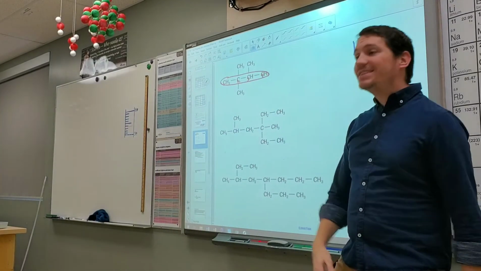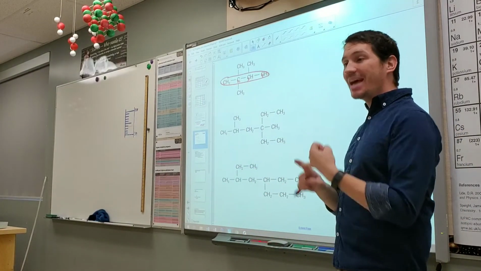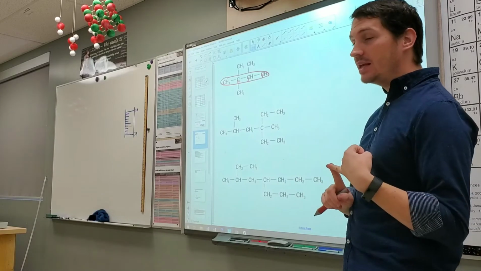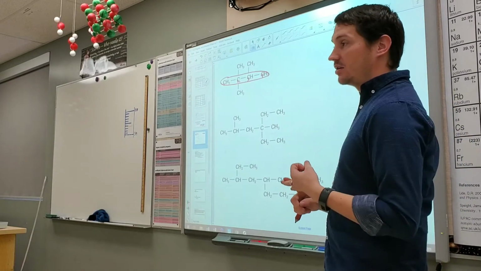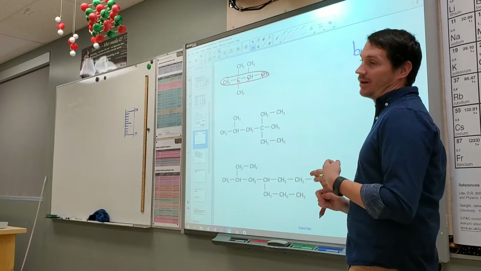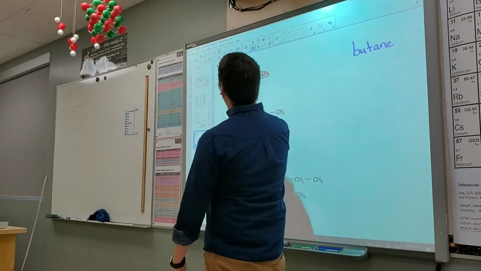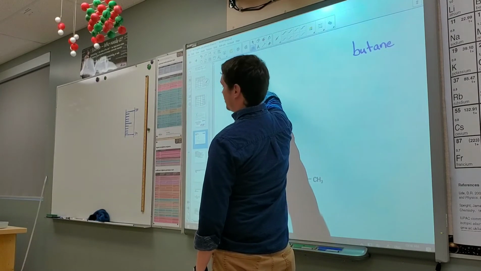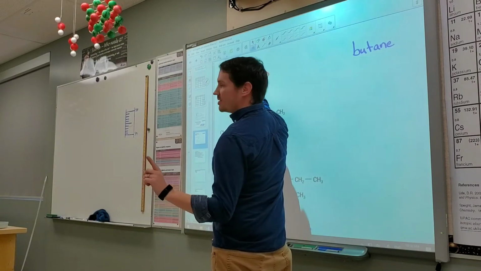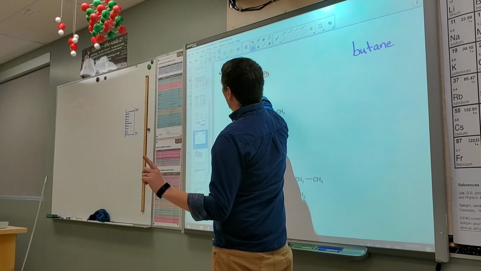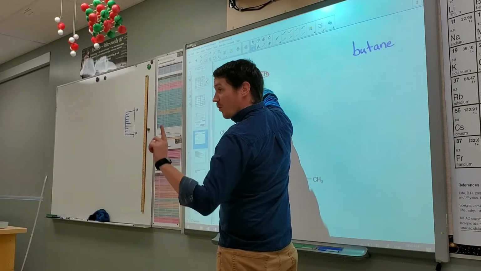Now, what types of branches do we have? Do we have any methyl branches? Yes. Do we have any ethyl branches? No. Do we have any propyl branches? Okay, all right. How many carbons are in this one branch here? 1. So that's a methyl group, right? How many carbons are in this branch? 2. Oh, that's ethyl. 1. That's 1, right?